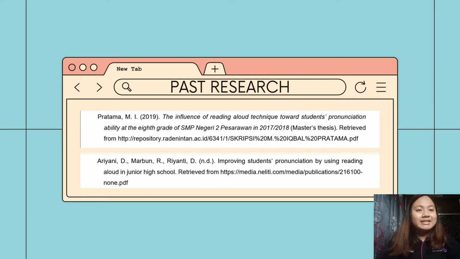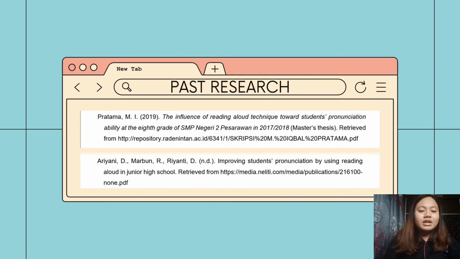Pratama in 2019 claimed that reading aloud has a significant influence on students' achievement in pronunciation. Based on the study conducted by Pratama, the average scores of the students who were taught using the reading aloud method had higher mean scores during the post-test as compared to the students who did not receive the same treatment. Thus, Pratama concluded that reading aloud is a decent method to motivate students to learn English, specifically pronunciation in this context.